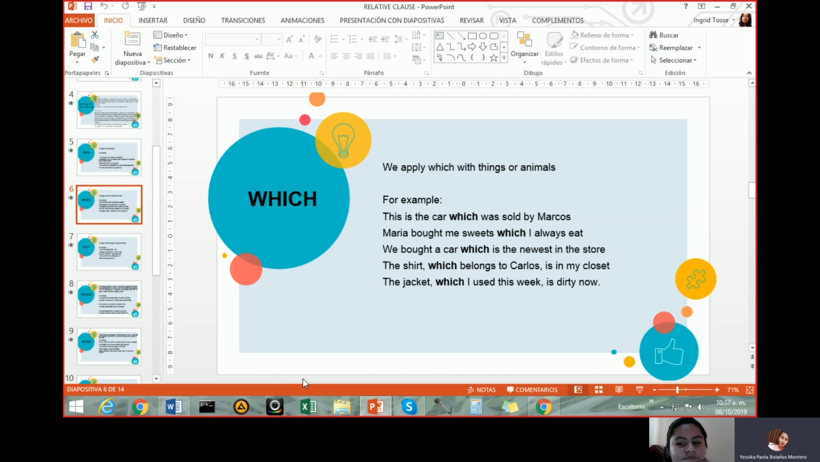Which. Okay. In this case, we can find two sentences: the shirt belongs to Carlos, and the other sentence, the shirt is in my closet. And in the last one, the jacket, I used it this week, and the other is that the jacket is dirty now. For this reason, it is non-defining. Very good. Okay, teacher.